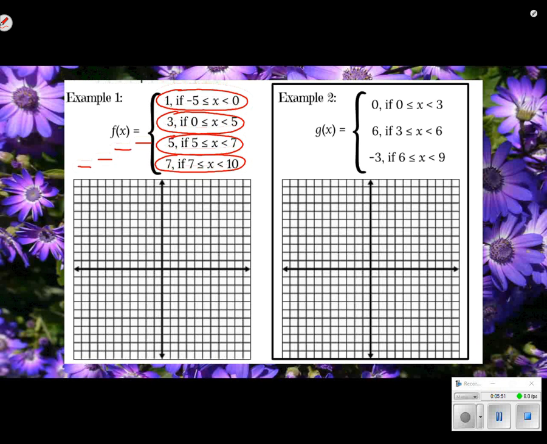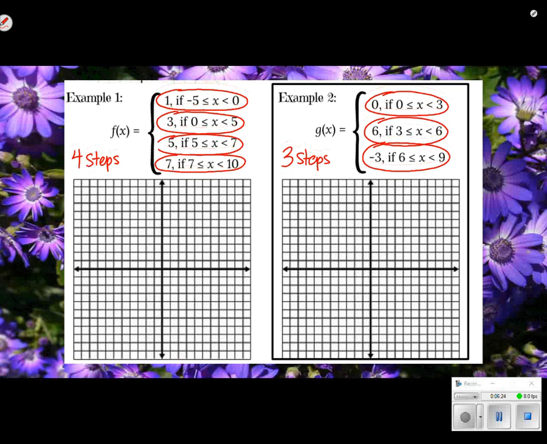So can you look at example 2 and see if you can figure out how many steps there are going to be in this function in example 2. So example 1 had 4 steps. Example 2 has 1, 2, 3 steps. So there are 3 steps in example 2. Okay, so that's the first part. However many lines you have, that's how many steps you have.